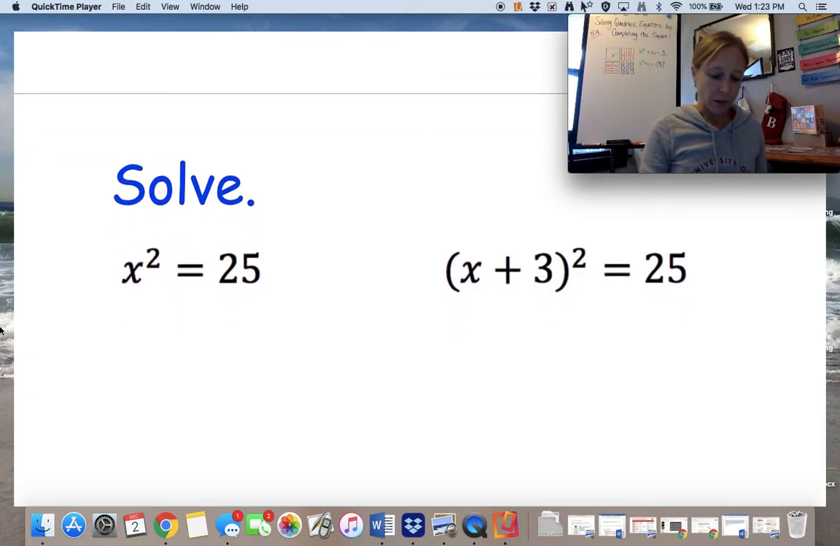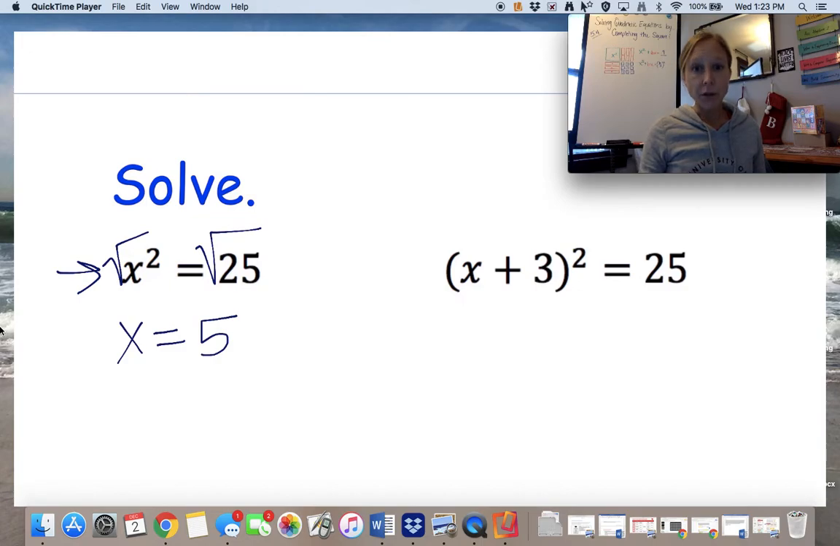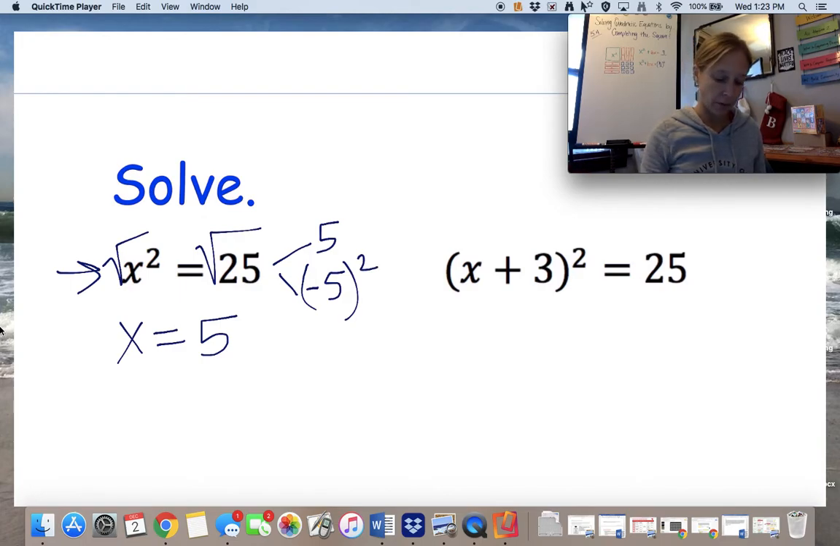Okay, so first thing I'd like us to do together is to solve these two equations. Now we haven't talked specifically in this class about how to solve this, but most of you know already that the opposite of squaring is square root. So if we take the square root of each side, we have x equal to, and square root of 25 is 5. But we also have to remember that the square root of 25 isn't just positive 5, it's also negative 5. Because when we square negative 5, negative 5 times negative 5 is positive 25.